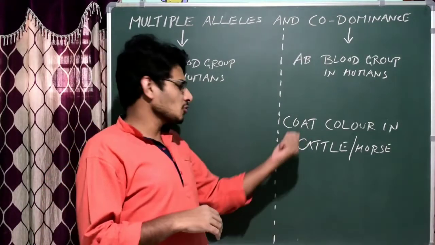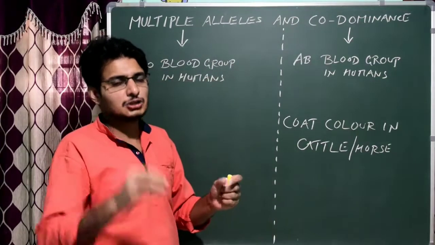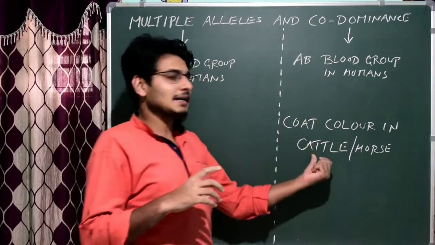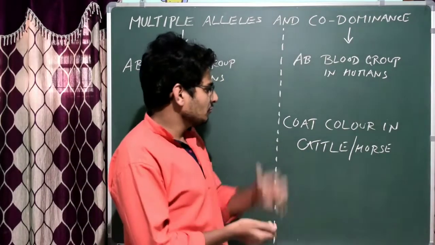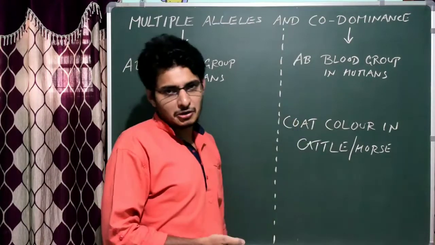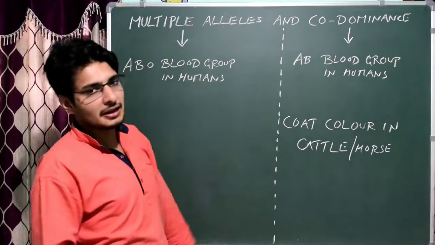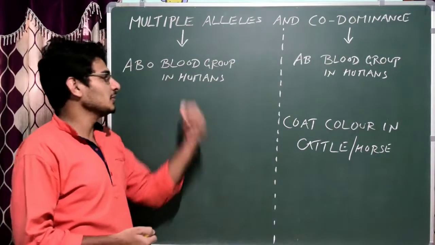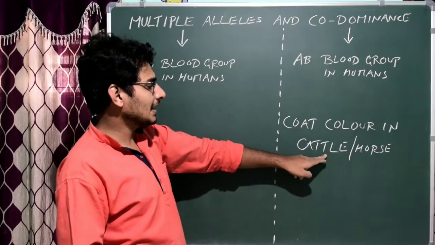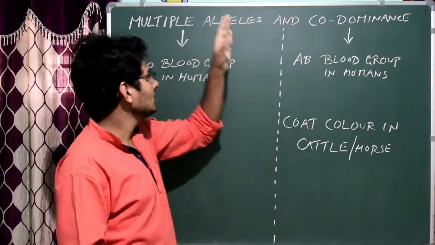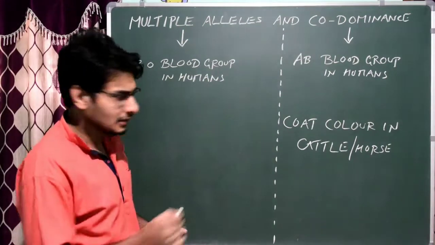And also there is one more example, that is coat color. Coat color means the color of the skin or fur of that particular cattle or animal, cattle, and also horse actually. Many students get confused with this concept. They think that it is for incomplete dominance. No, actually. And many students get confused that AB blood group is for multiple alleles, because I have written ABO blood group in humans. No, AB blood group is 100% example for codominance. Coat color in cattle and horse is actually codominance. There is only one example for multiple alleles. So first I will explain multiple alleles.